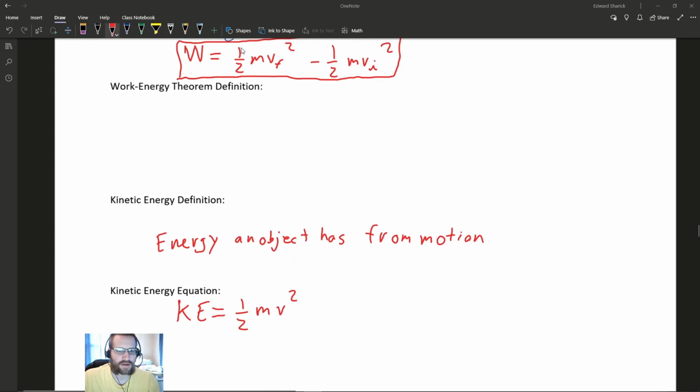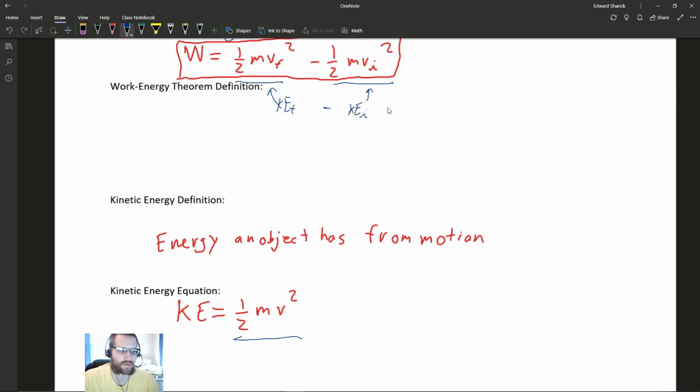Okay. So if you look at this piece right here, this kinetic energy definition, and we compare it, we can see it actually repeats itself twice in this equation, once with V final and once with V initial. And so this is really interesting because this piece right here we could define as kinetic energy final, and this piece here we could define as kinetic energy initial, which means that work is equal to final minus initial kinetic energy.